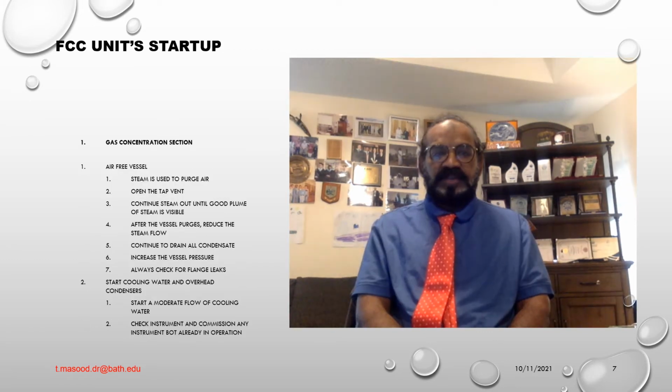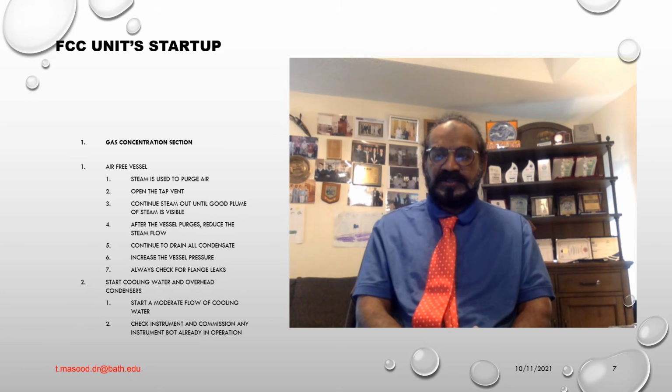Okay, gas concentration section. The gas concentration unit will normally be started up in conjunction with the startup of the FCC unit. The startup procedure will therefore assume the gas concentration vessels still contain air, which must be removed. Purge air from the primary absorber, sponge absorber, stripper, high pressure receiver, debutanizer, naphtha splitter, and associated lines and equipment in accordance with normal refinery operating procedures.